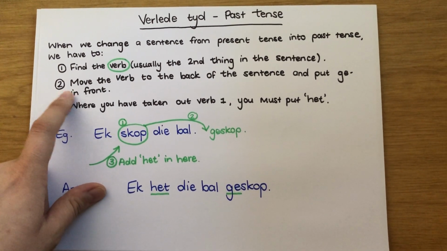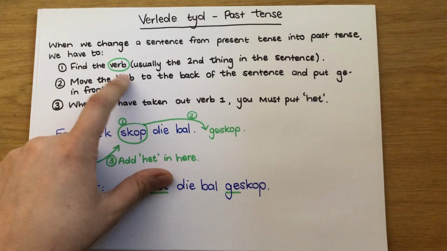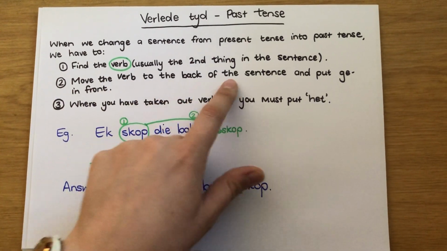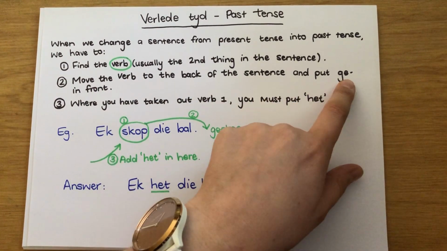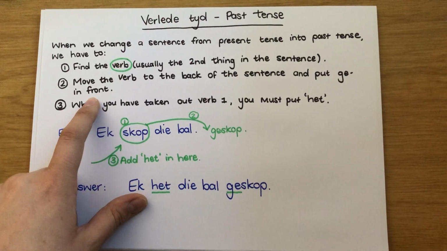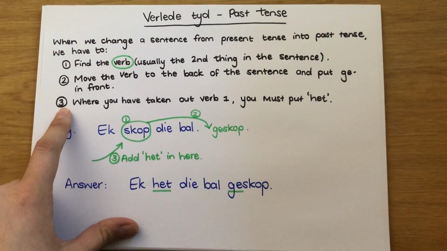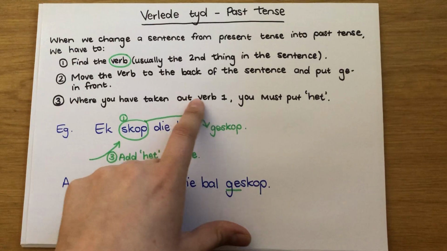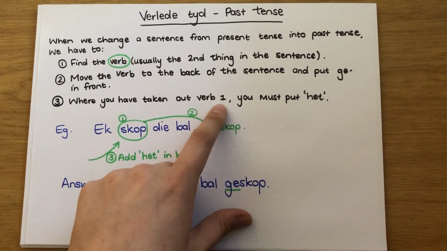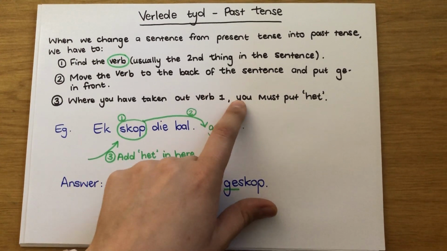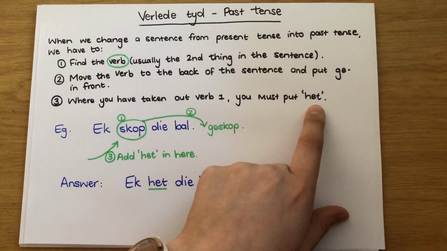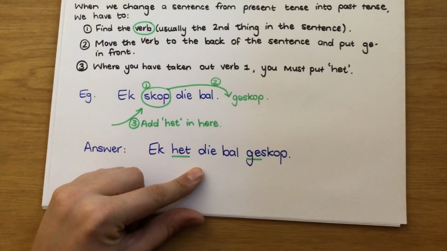Step number 2 is move the verb that you've now found to the back of the sentence and put a ge in front. Step number 3 is where you have taken out verb 1, where you moved that from, where it was originally. There you need to put the word het. So here's my example.